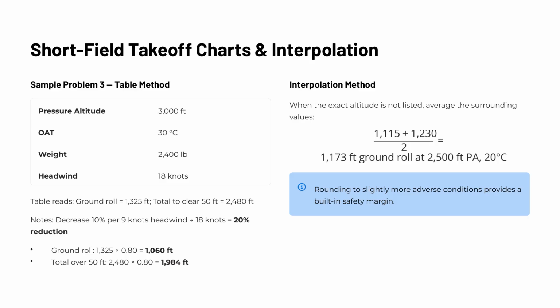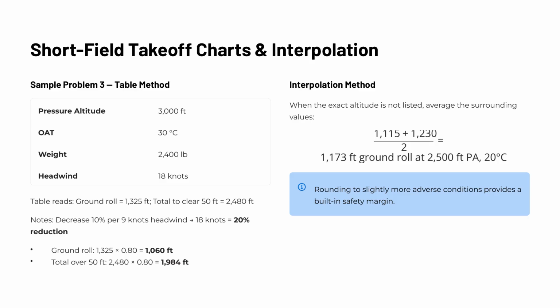But we're not done yet. We still need to account for that headwind. The notes section of the table tells us to decrease the distances by 10% for every 9 knots of headwind. With 18 knots, that's 2 increments, giving us a 20% total reduction. Multiply both values by 0.80. The ground roll comes down to 1,060 feet, and the total distance over the 50-foot obstacle becomes 1,984 feet.